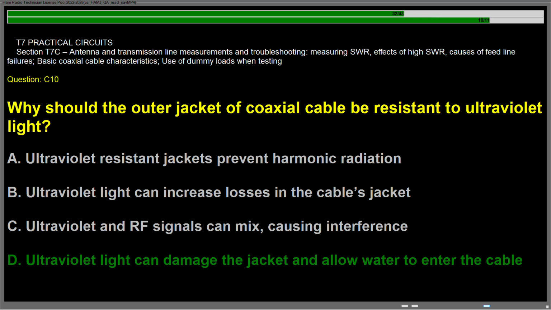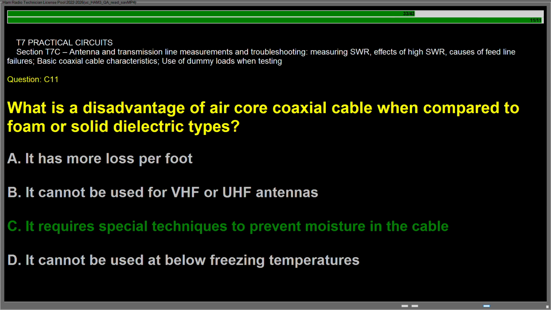Question Charlie 10, why should the outer jacket of coaxial cable be resistant to ultraviolet light? Answer is D, ultraviolet light can damage the jacket and allow water to enter the cable. Question Charlie 11, what is a disadvantage of air core coaxial cable when compared to foam or solid dielectric types? Answer is C, it requires special techniques to prevent moisture in the cable.